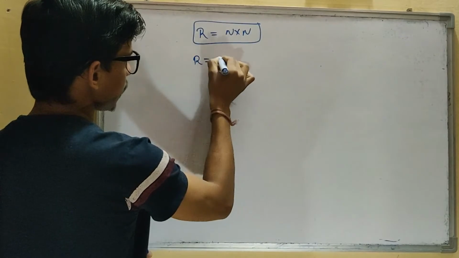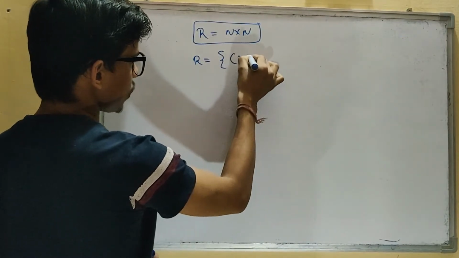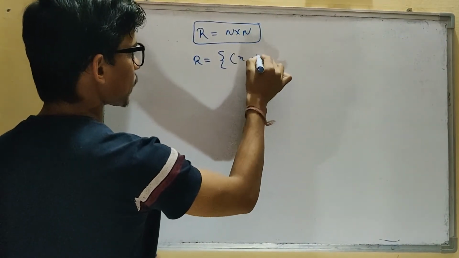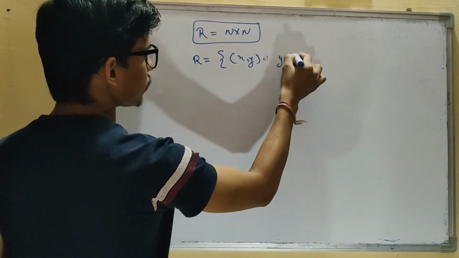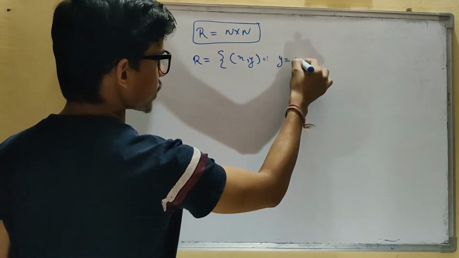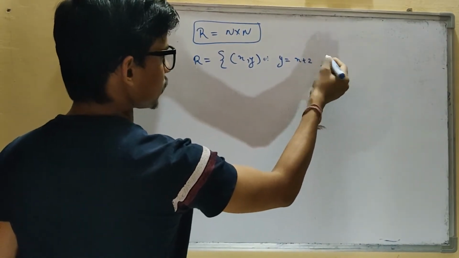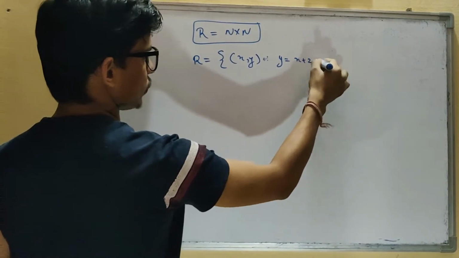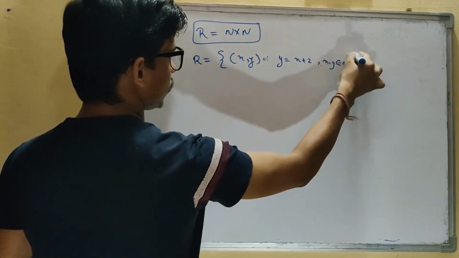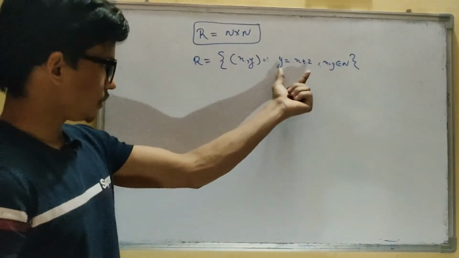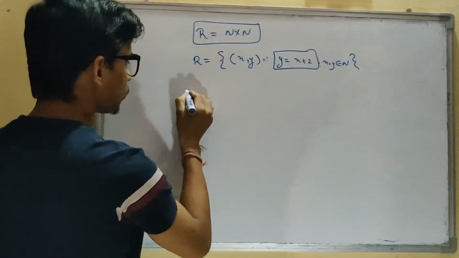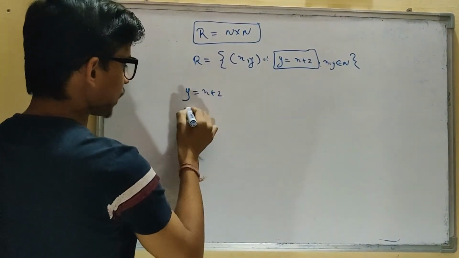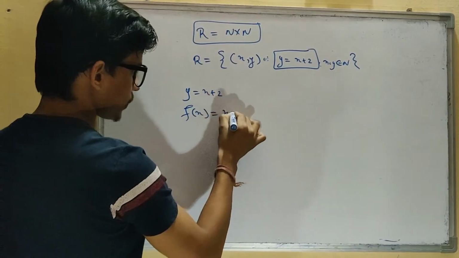Now a relation R is (x, y) such that y equals x plus 2, and of course x and y both belong to the natural numbers. And now this is a function, y equals x plus 2, or I can write it like this: f(x) = x + 2.